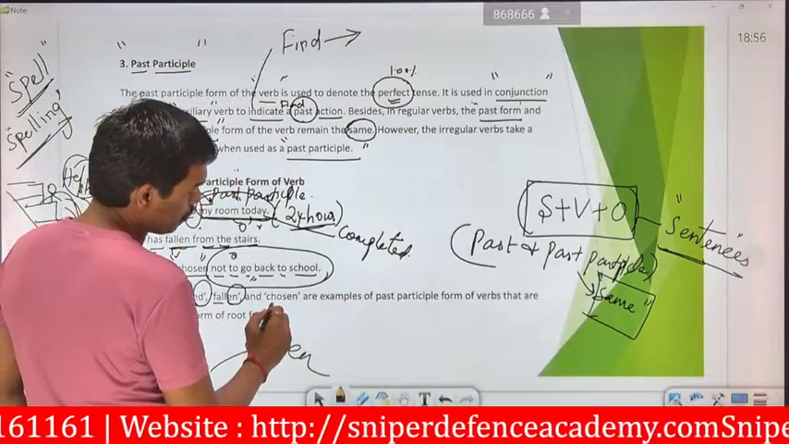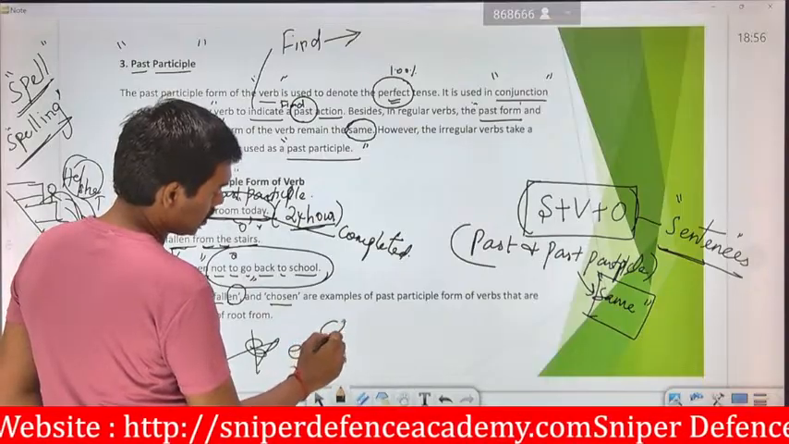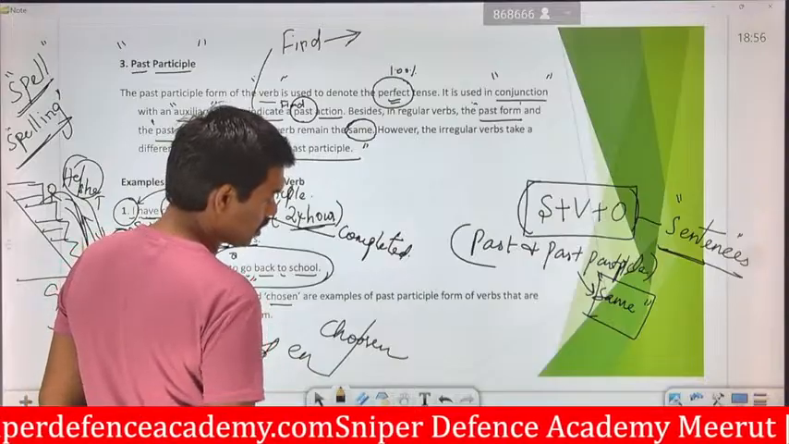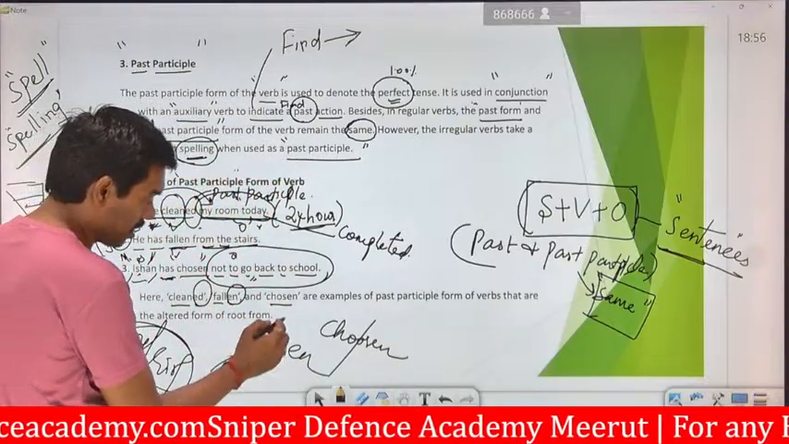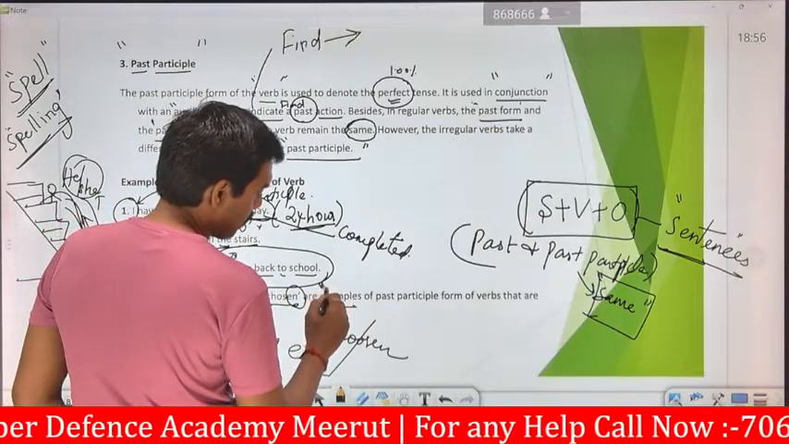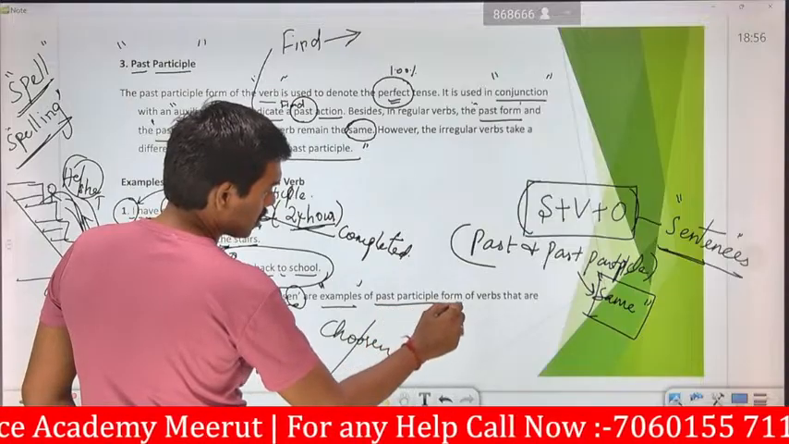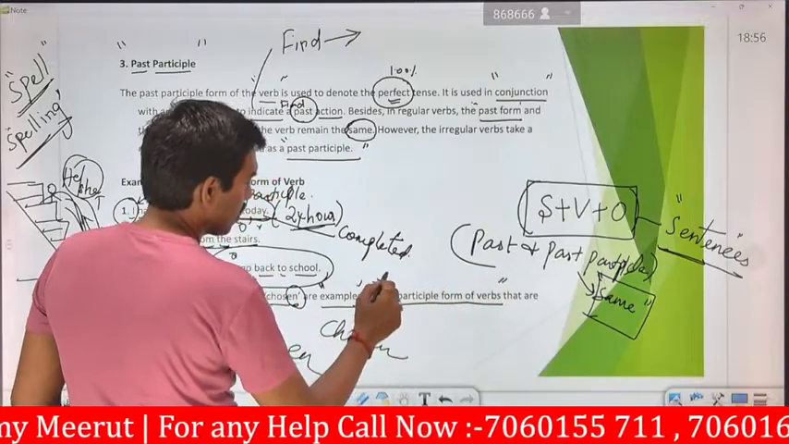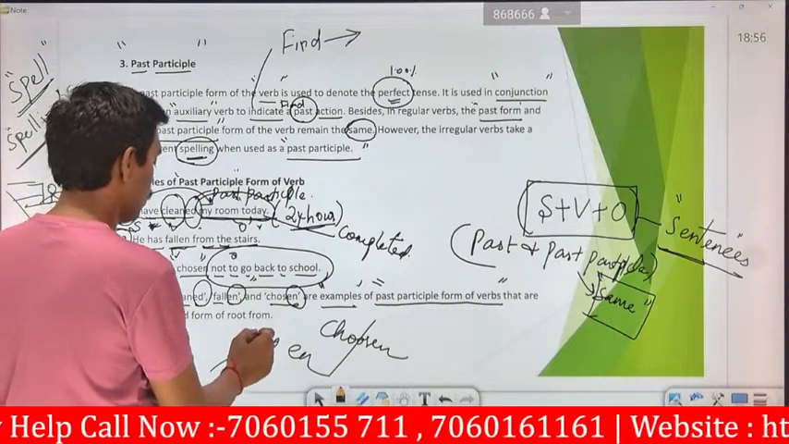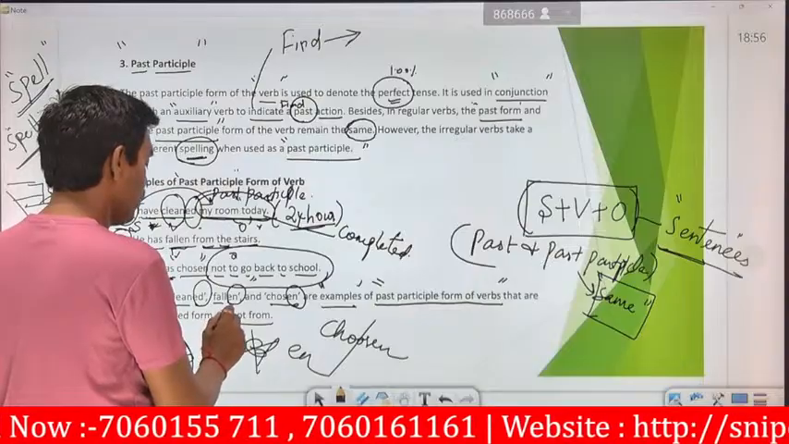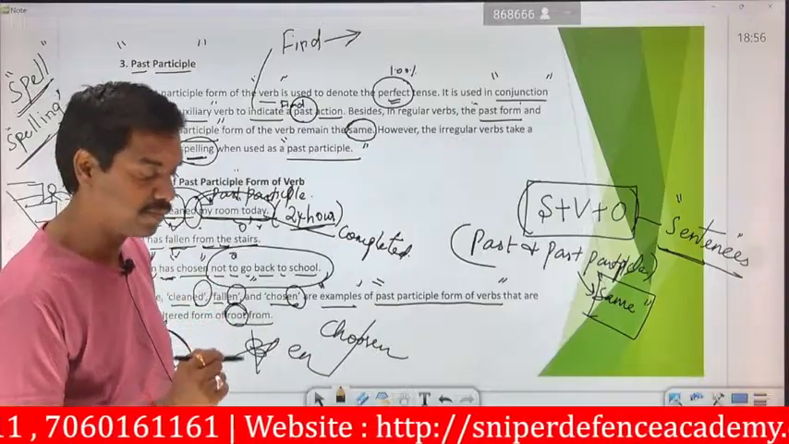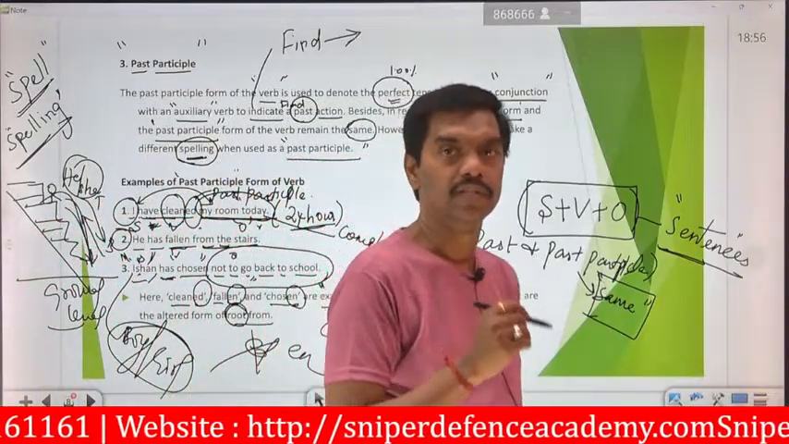Next one is choose, chosen, C-H-O-S-E-N. So these are some of the examples of past participle forms of verbs, which are the altered form of root forms. From the root form we change the sentences based on the type of verbs which you are going to study.